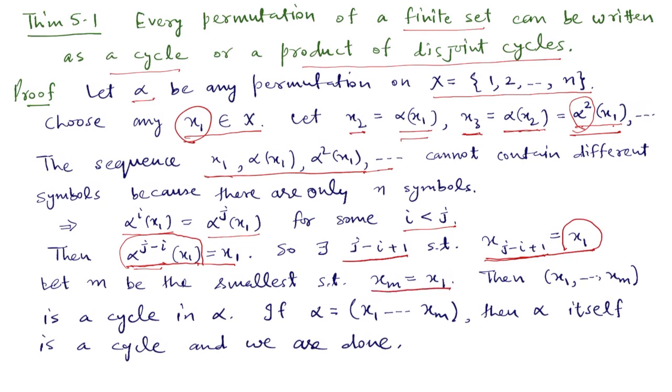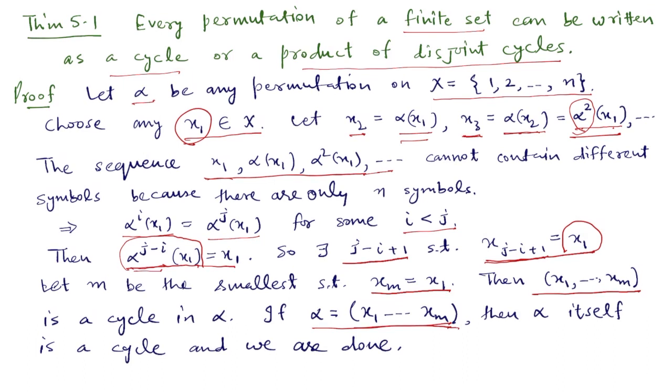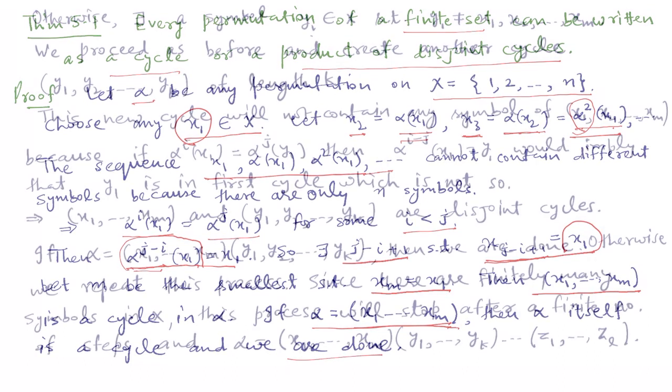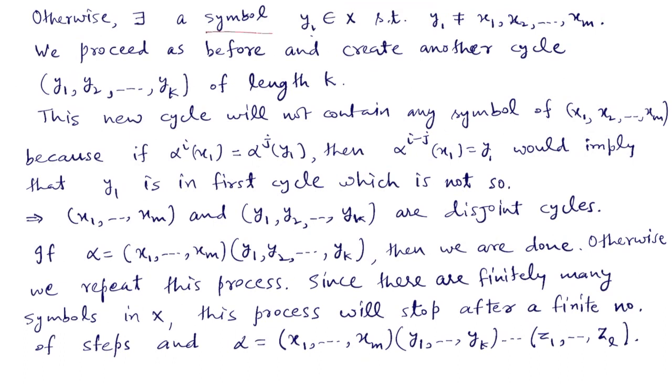Then we get this cycle in alpha: x1 x2 up to xm. So if alpha itself is this whole cycle, that means all the symbols of X appear here, then alpha itself will become a cycle and we are done. Otherwise there will exist a symbol y1 in X such that y1 is not equal to any of these symbols that have already appeared, x1 x2 up to xm.